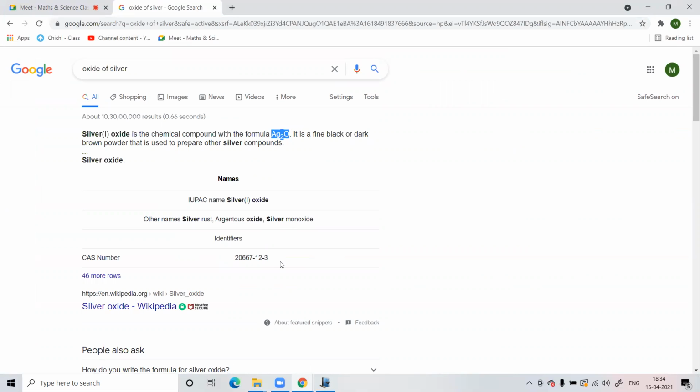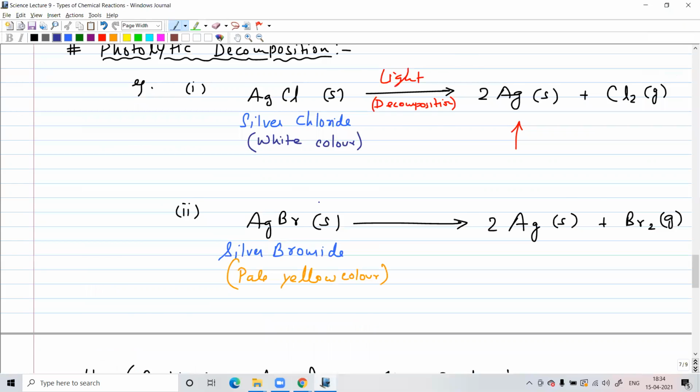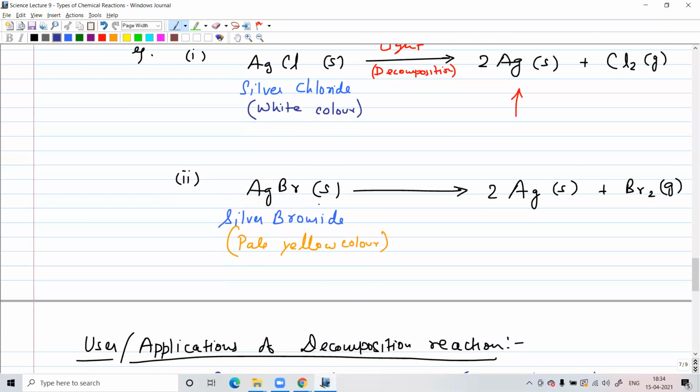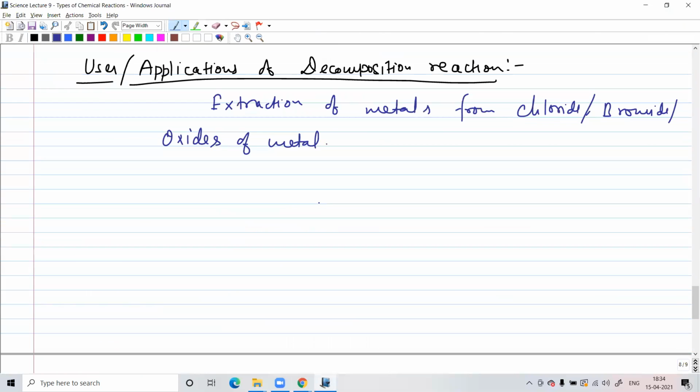That is Ag2O. Okay. It's a fine black or dark brown powder. From this also you may extract the silver. Ag2O. Okay. Any other questions?